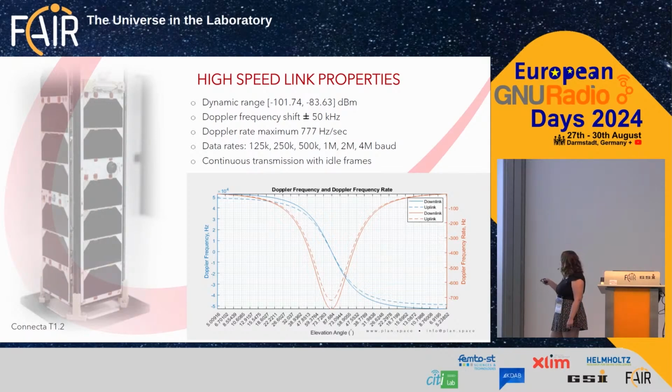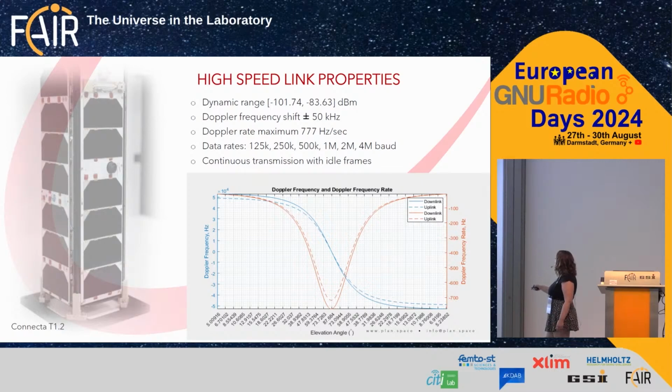As you can see here, these are the expected Doppler shift curves. The dashed line is for uplink, the other line is for downlink. The maximum Doppler shift that I will be getting is between plus and minus 50 kilohertz. Moreover, we can define Doppler rate as the rate of change, the change in unit time, of the Doppler frequency.